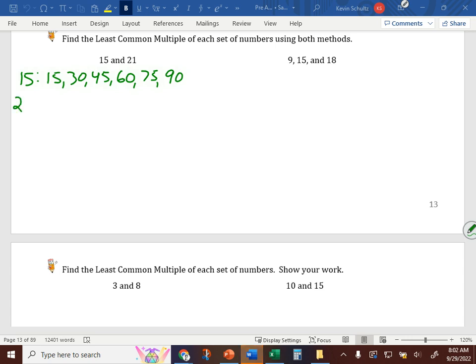Let's go to 21. What are some multiples of 21? I will get you started. 21. Then 42. Then 42 plus 21 is 63. Then 84.